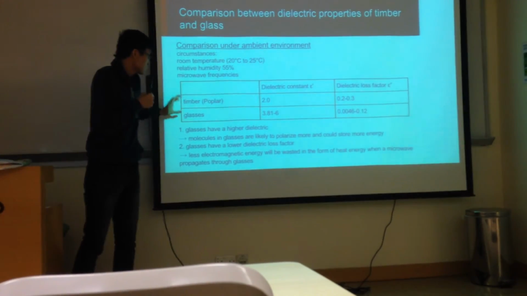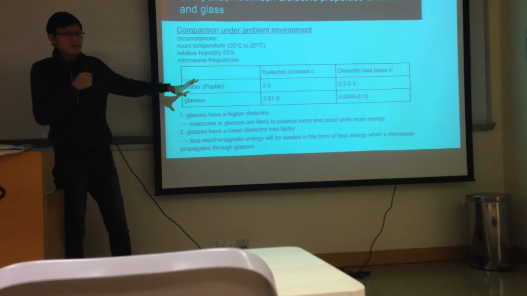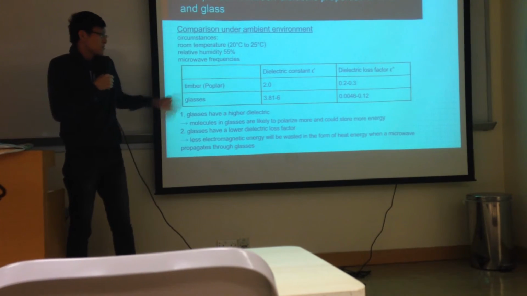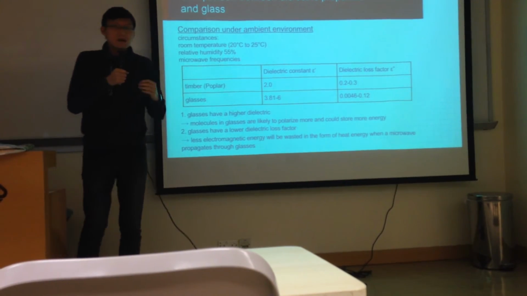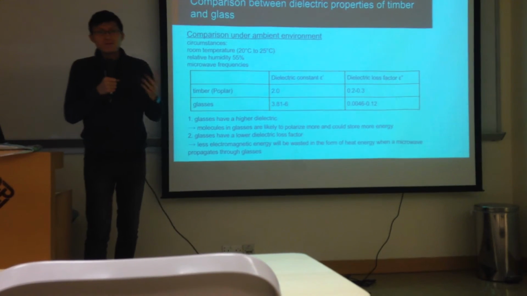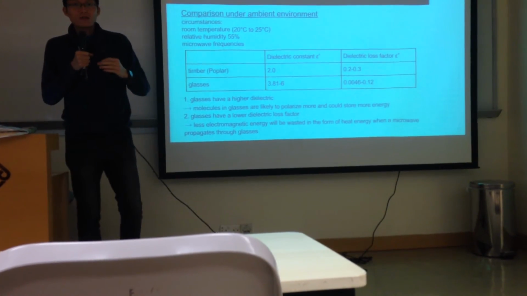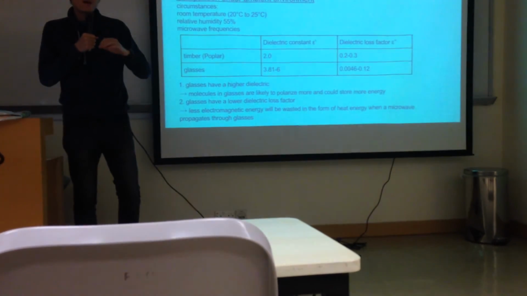So we can see that generally the glasses have a higher dielectric constant than timber, which means that the molecules inside glasses are more likely to polarize than those of the timber, and therefore the glasses could store more energy when a microwave passes through it.